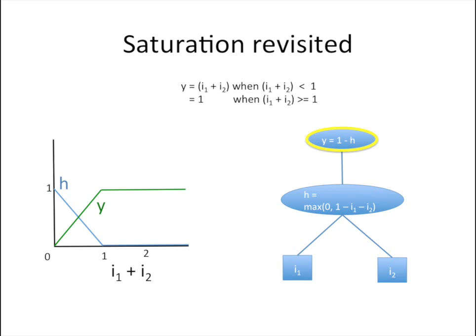Why are gradients problematic? Let's revisit the saturation example. Note that when y is equal to 1, the gradient of y with respect to both I1 and I2 is 0. In fact, this is what the word saturation means. So using the gradients would still flag neither I1 nor I2 as relevant for y.